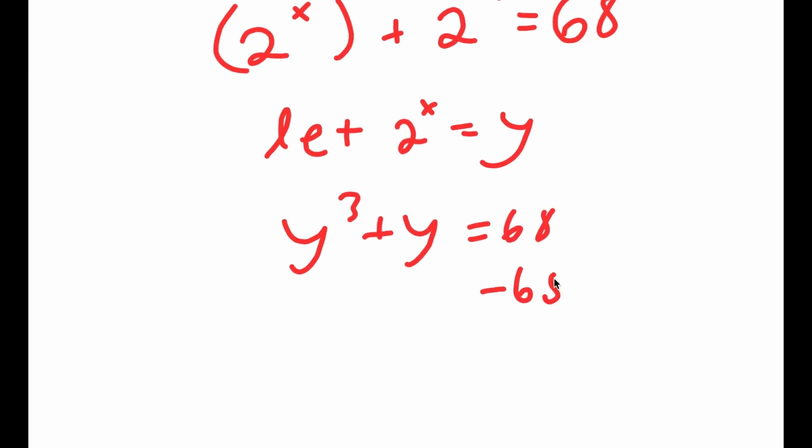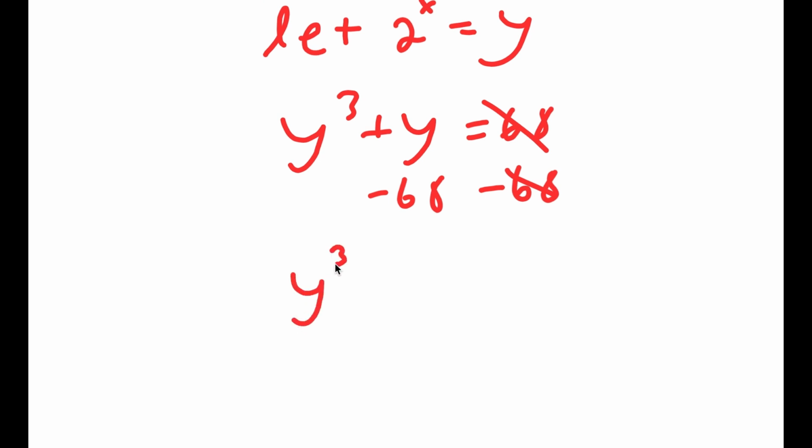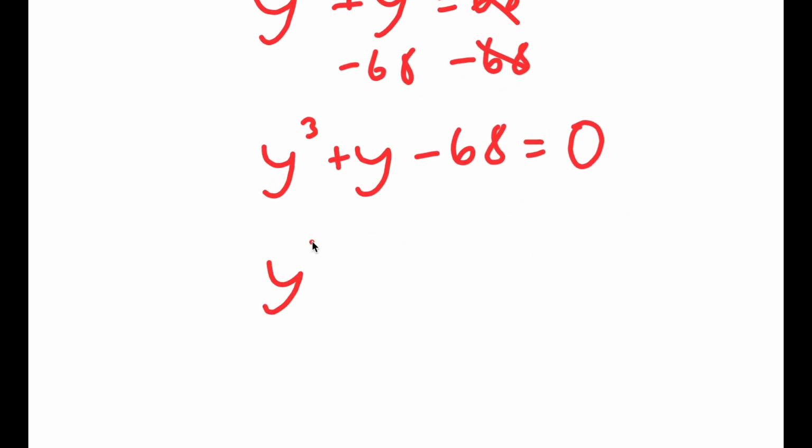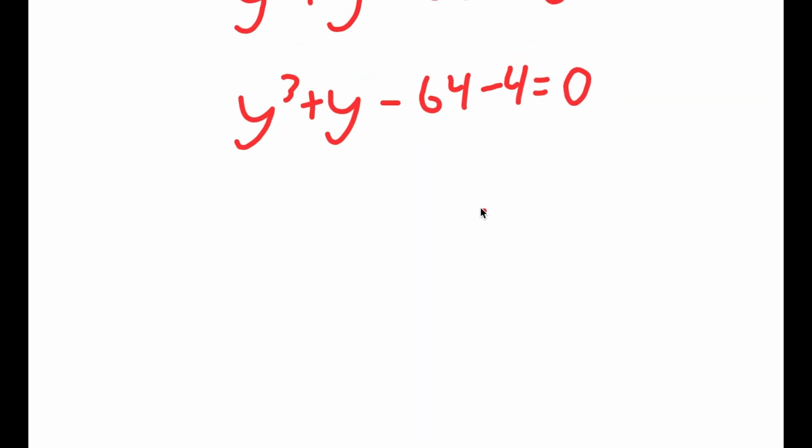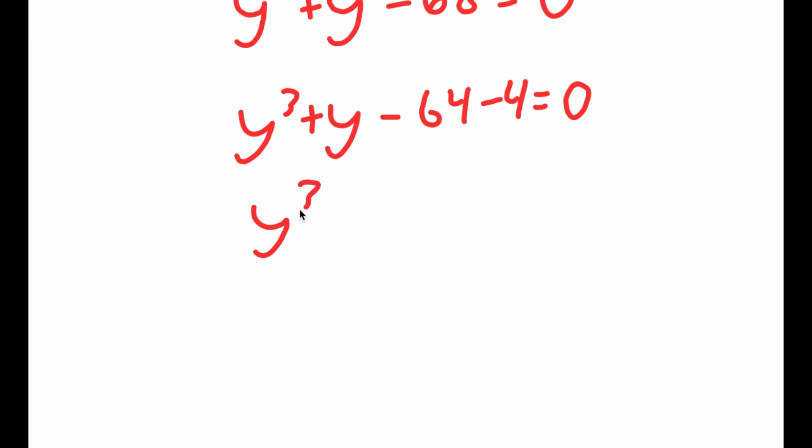And if I subtract 68 on both sides, I get y to the power of 3 plus y minus 68 is equal to 0. Now, 68 I can rewrite as negative 64 minus 4. And now I'm going to change the order to y to the power of 3 minus 64 plus y minus 4 is equal to 0.